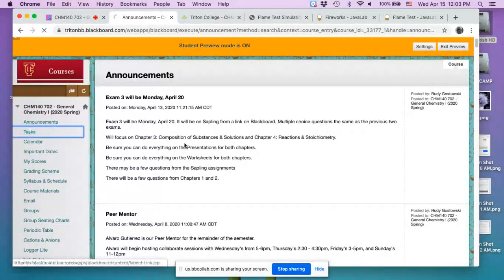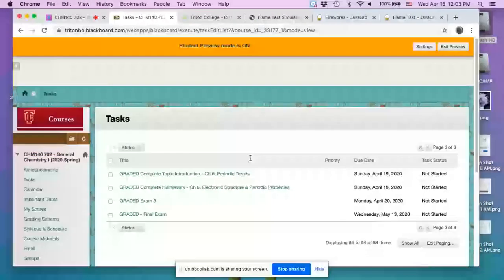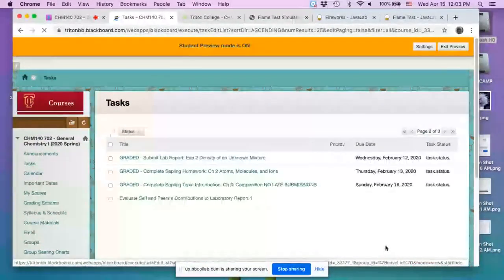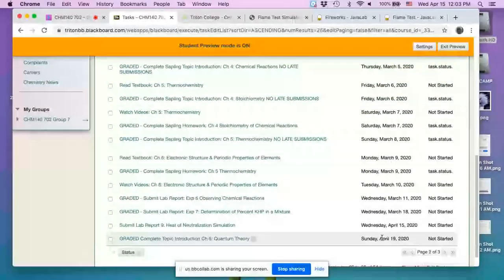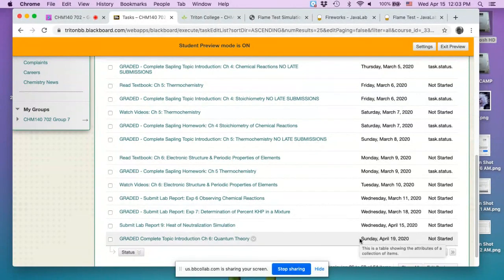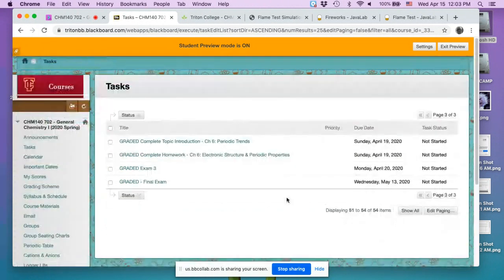Next, I've started trying to keep up the task list so you can use it to see what's coming up. Today being the 15th, your heat neutralization lab report is due tonight if you haven't done it already. Then the topic introduction for Chapter 6, Quantum Theory, is due on Sunday. And then the topic introduction, periodic trends, will be due on Sunday.